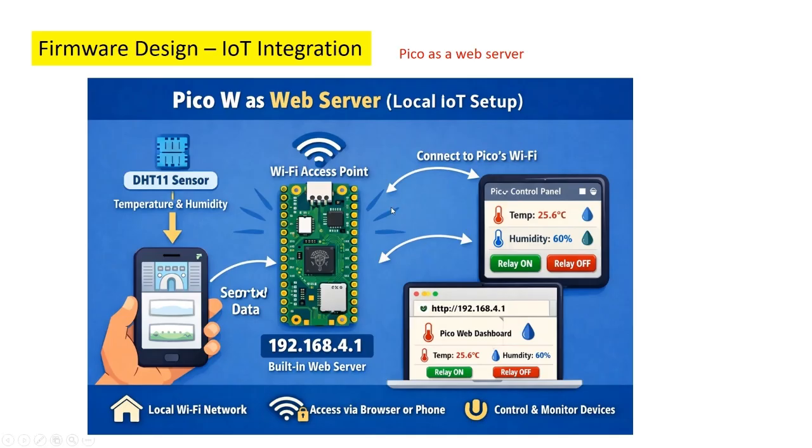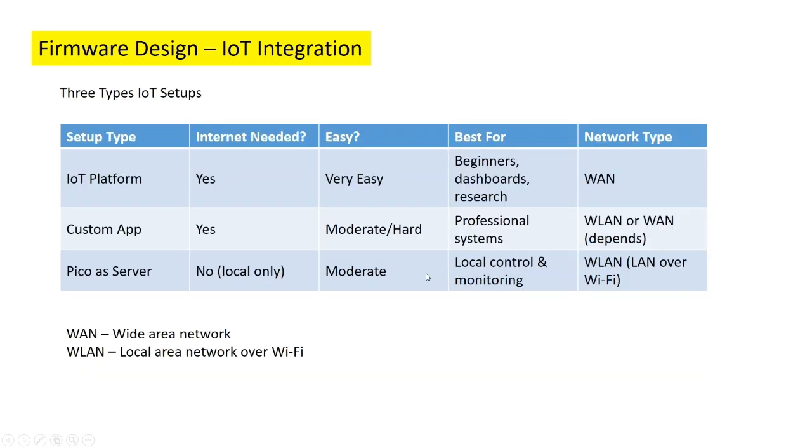All right, so let's look at the summary. So we have the three types of setup: one is the IoT platform, another is a custom app, and the third is the Pico as a server.